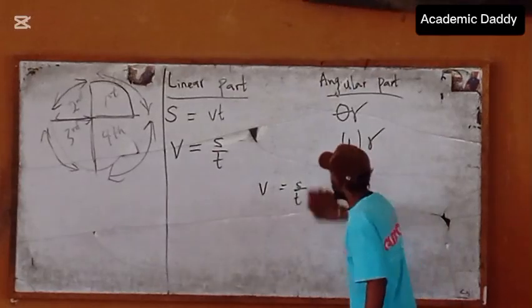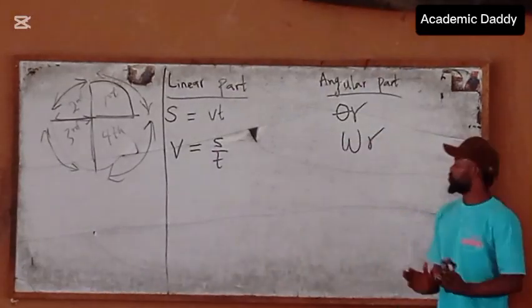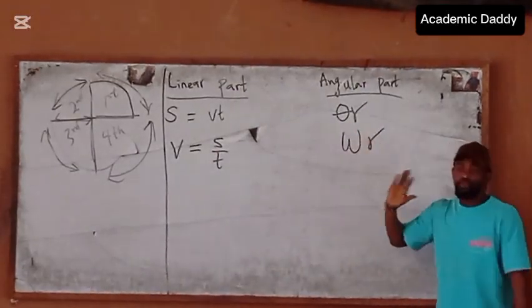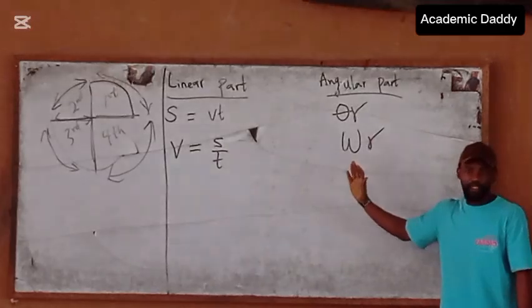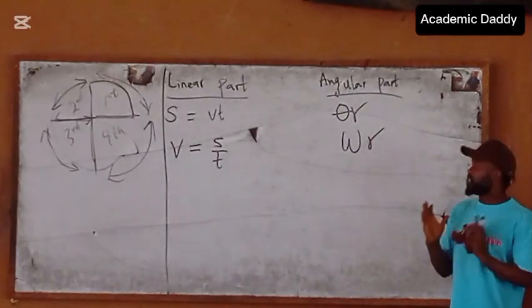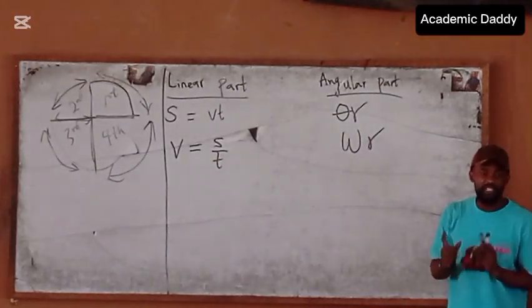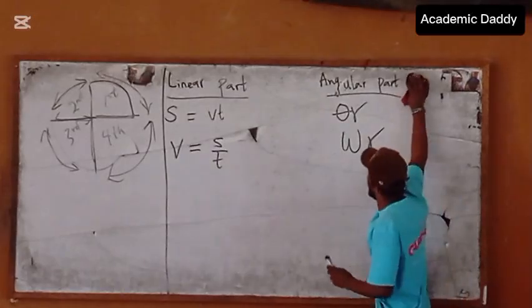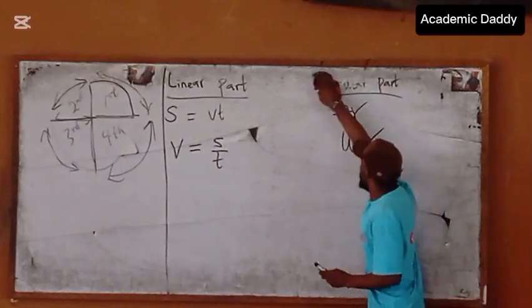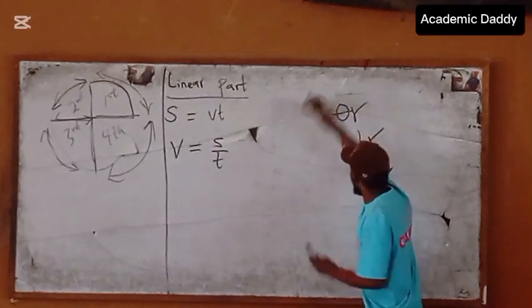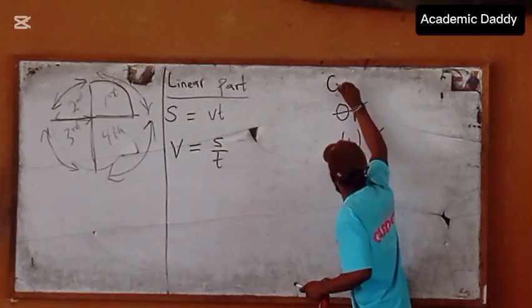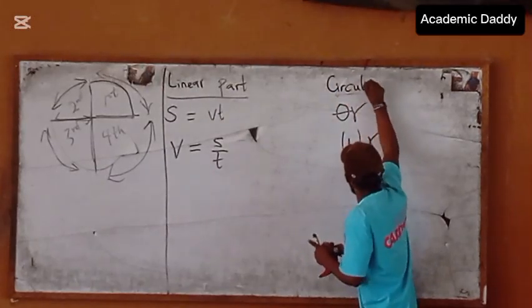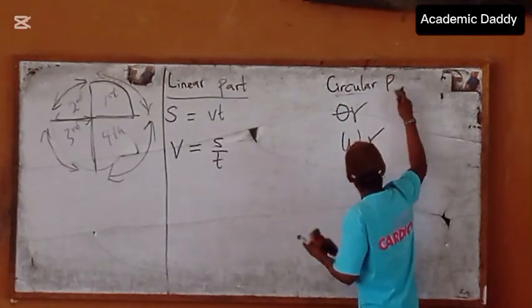Now, in order not to confuse you, let's take it that we are still doing the linear part of the circular motion. Maybe what is confusing you is that I wrote angular part. But remember that we have to put this, so let me just use circular motion. So linear part and then circular part.